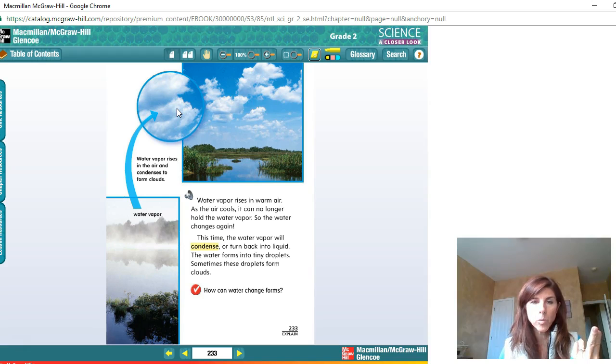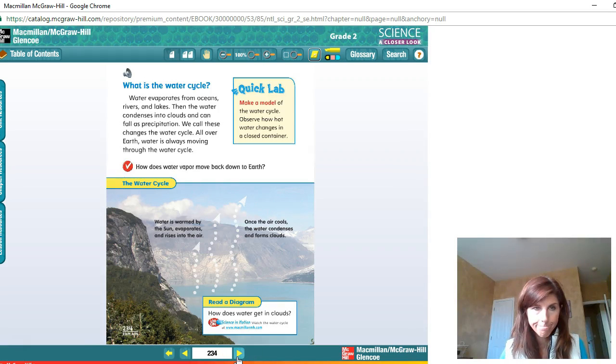Water vapor rises in warm air. As the air cools, it can no longer hold the water vapor. So the water changes again. This time the water vapor will condense, or turn back into liquid. The water forms into tiny droplets. Sometimes these droplets form clouds.